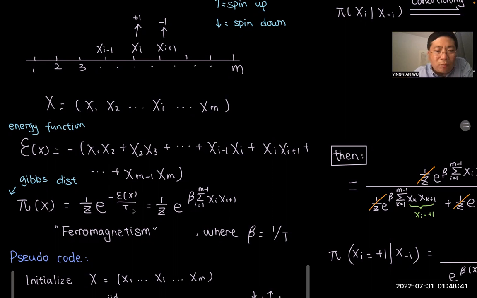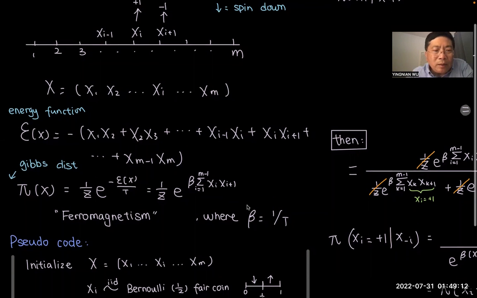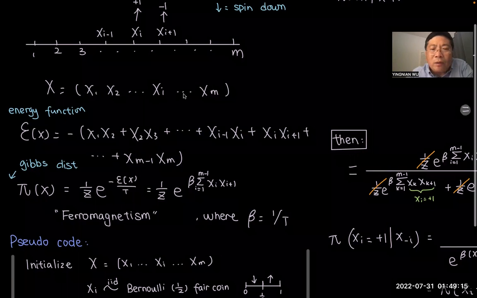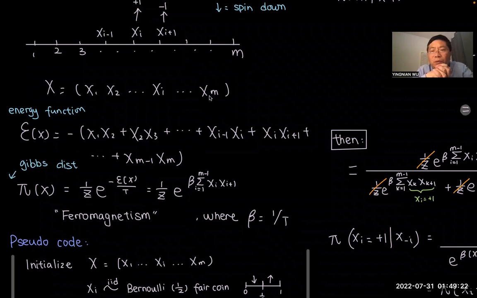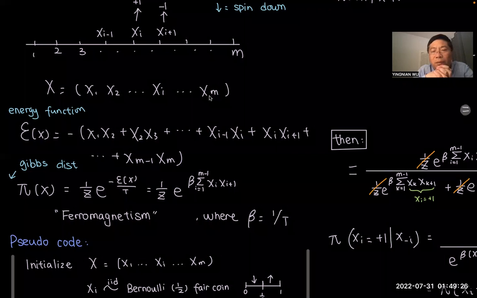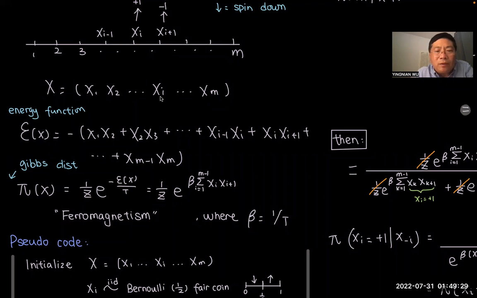And if we let 1 over T be our beta, then we can write this as 1 over Z, e to the beta times the summation, where the summation is over i from 1 to m-1, of xi times xi+1. Okay, so this is the so-called Ising model. It is a very prominent model in statistical physics, and it is a model for explaining ferromagnetism. And this is a distribution that consists of a lot of coordinates. So as I mentioned, even though we introduced the Gibbs sampler with only two random variables x, y, the Gibbs sampler is most useful when we have a lot of random variables.